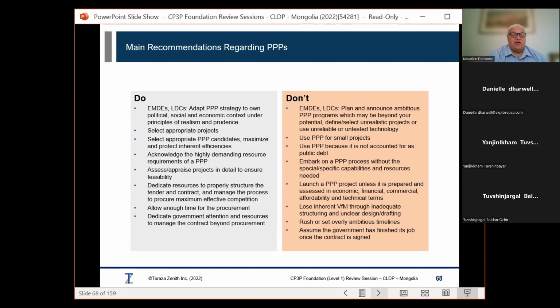So let's talk about these main recommendations. The first one is that emerging markets, developing economies, low-income countries and so on need to adapt the PPP strategy to their own political, social, and economic context under the principles of realism and prudence. Now, separately from this, I do something called Making PPPs Happen. It's about doing assessments in your own particular country about the likelihood of getting a successful PPP. Will we get to attract the right suppliers? Everybody always thinks yes when they're talking about their own country. But as soon as you show them another country, they'll do the assessment and they'll say, no, this other country won't get this, it won't have that.